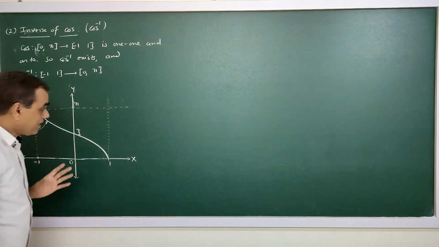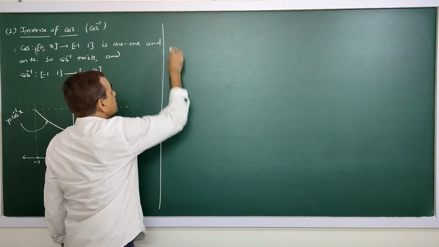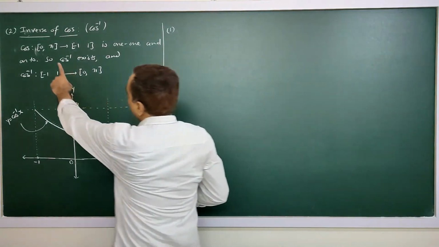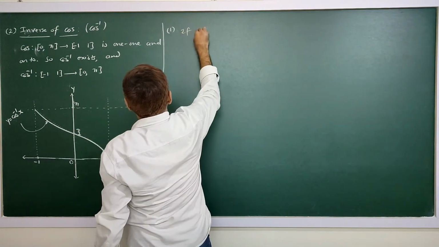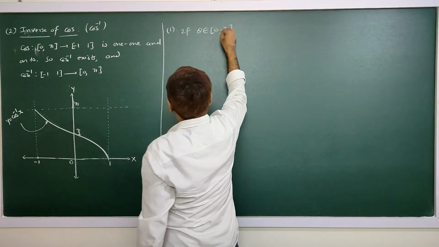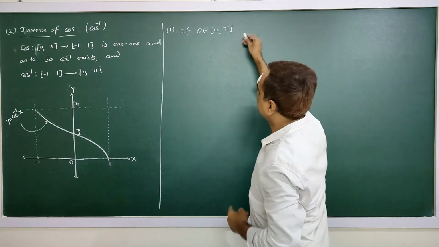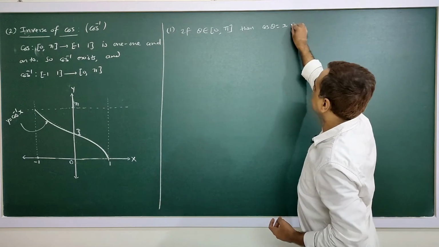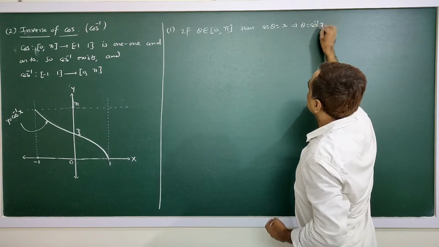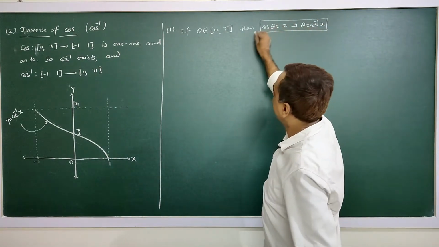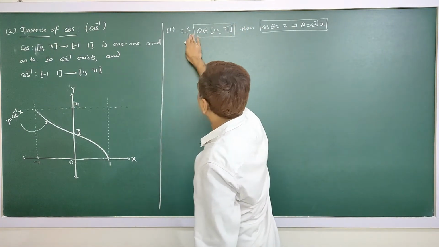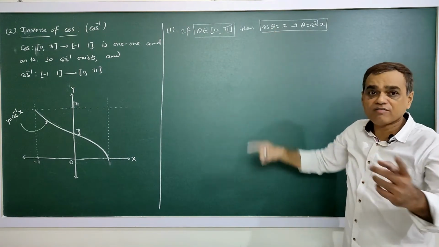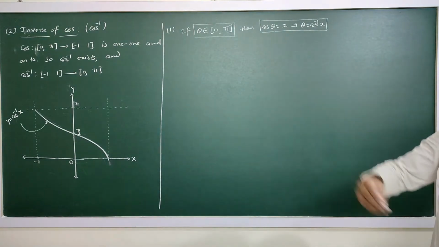Now properties. As discussed, similar properties hold for cos inverse. Here the domain of cosine is 0 to pi. So if theta belongs to 0 to pi, then cos theta equal to x implies theta equal to cos inverse x is allowed. Very important property. On theta, cos is working. So theta should be in the domain of cos. And the domain of cos is 0 to pi.